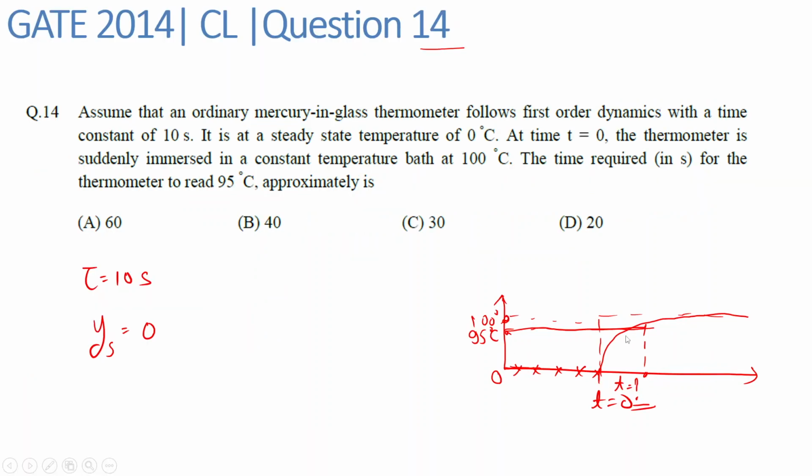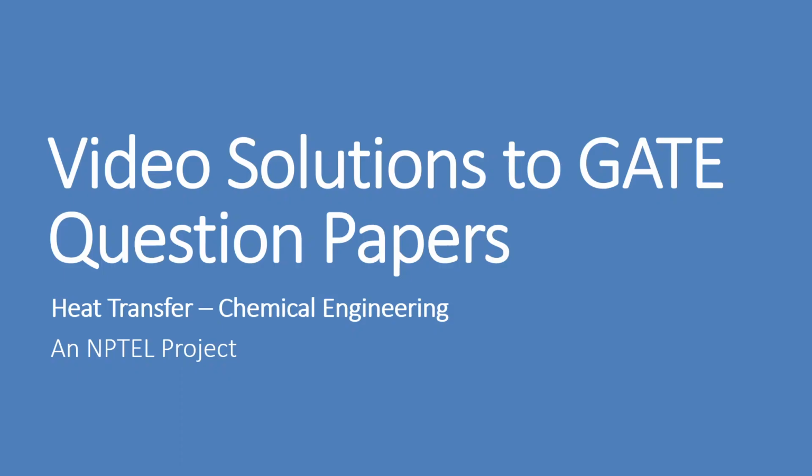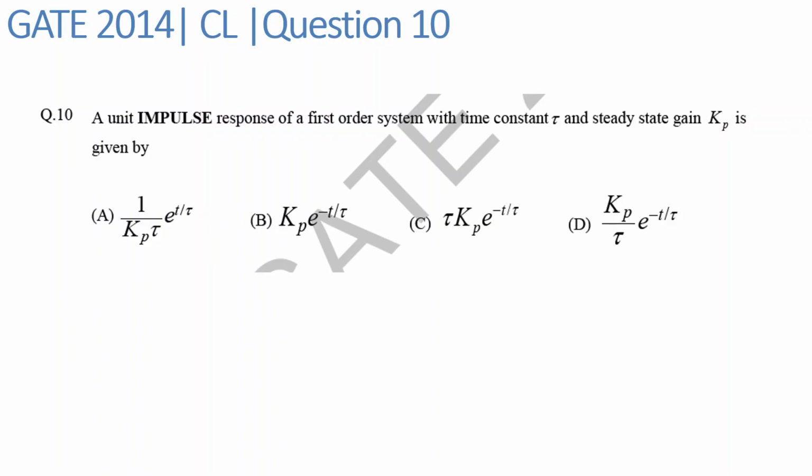So this question was very similar to the previous question. In the earlier question, we were asked to find the time constant, and in this question, we were given the time constant and asked to find the time required by the thermometer to reach a certain temperature. Now let's look at the next question.